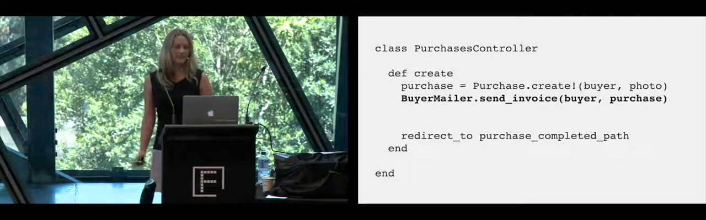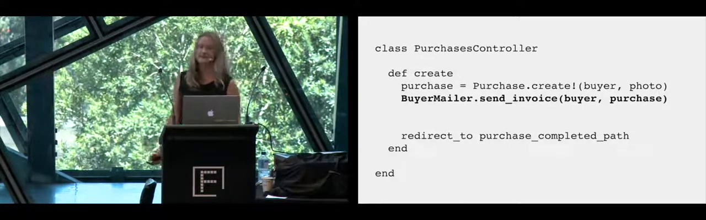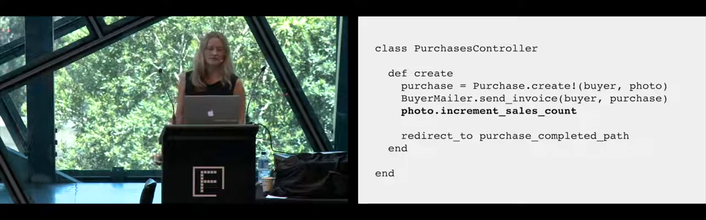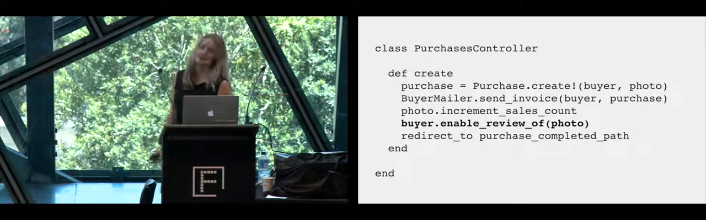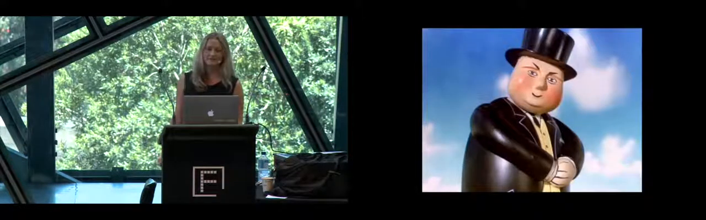Okay, no problem. We can implement this pretty simply, right? We go to our controller where we're creating purchases, and we get the buyer mailer to send an invoice. We increment the sales count of our photo, and we enable the review of that photo for the buyer. Now the requirements are implemented, and the business is happy again, but hang on a minute. It kind of looks like we've got a bit of a fat controller.